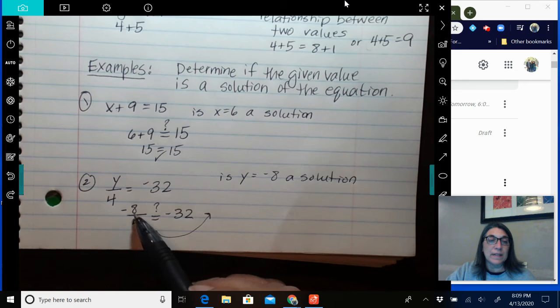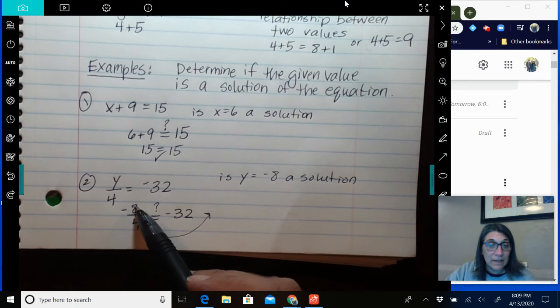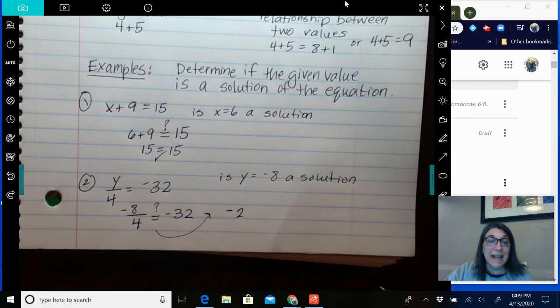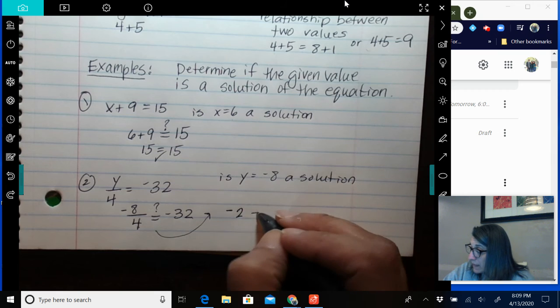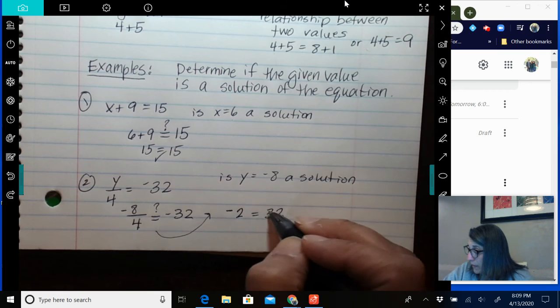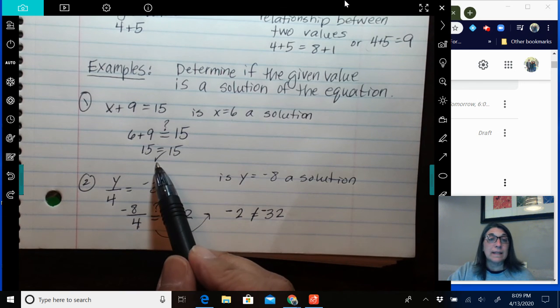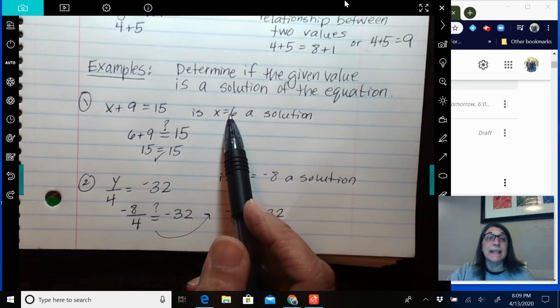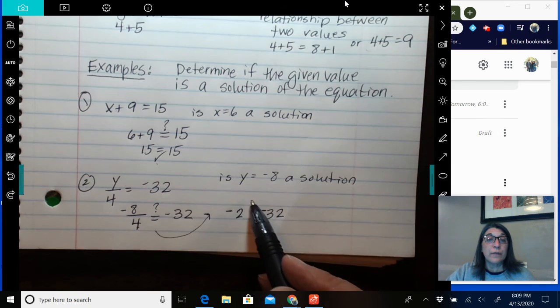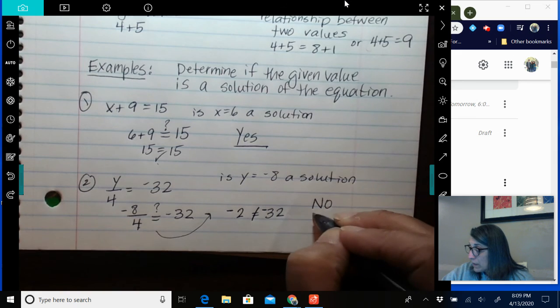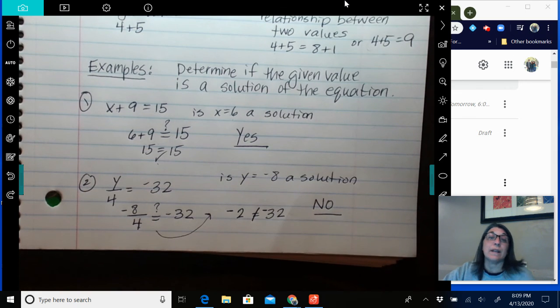Now I have to solve this side. I've got to figure out what the value is. Negative 8 divided by 4, and negative divided by a positive is a negative. So this side is negative 2. This side is 32. Oh, sorry, negative 32. Are they equal? No. So for the first one we would say yes, x equals 6 is a solution. For this one, no. y equals negative 8 is not a solution. Okay, so you're going to be asked different things like that.